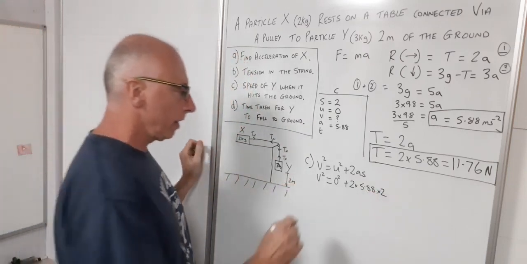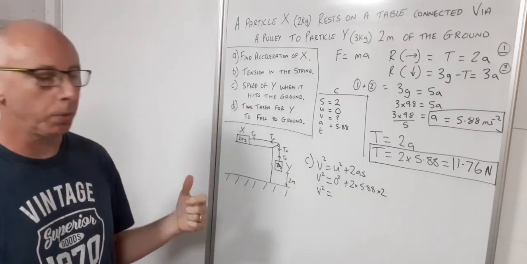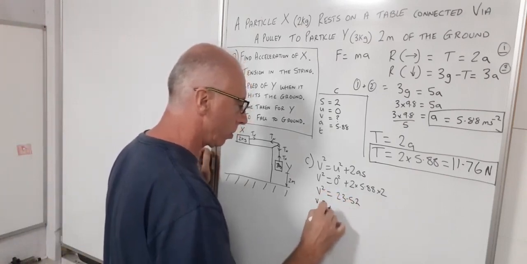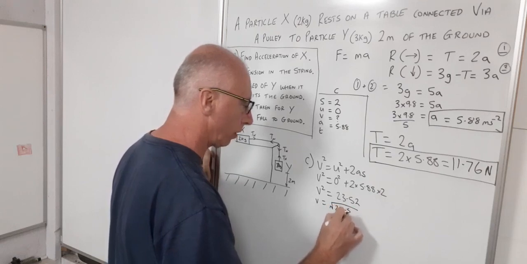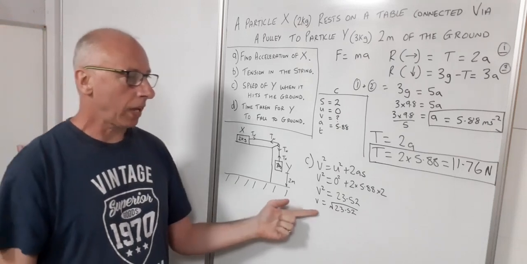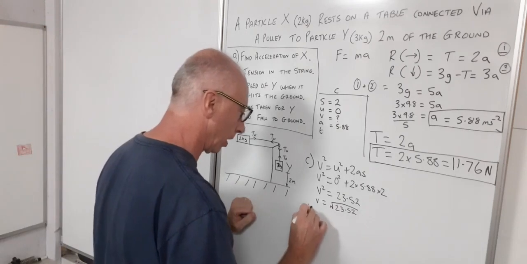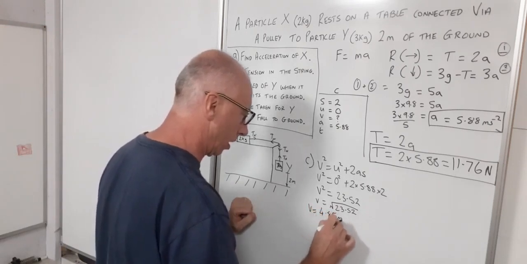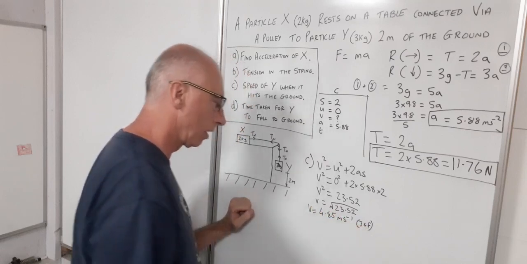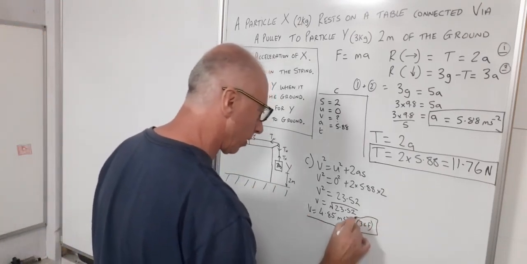So V squared is then going to be 2 times 5.88 is 11.76, and then double that, I'm going to get 23.52. So V is the square root of 23.52. So what's my velocity? So if I put that in the calculator, I'll get 4.85 meters per second. And that's to 3 significant figures. So that's my part C answer. That's what speed it's going at when it hits the ground.